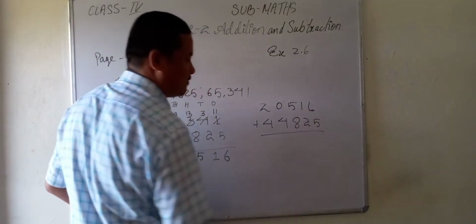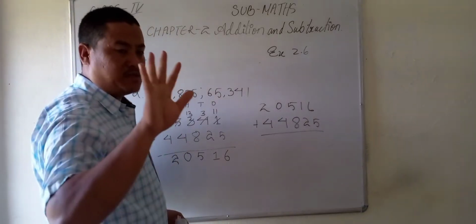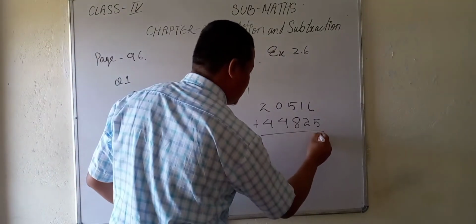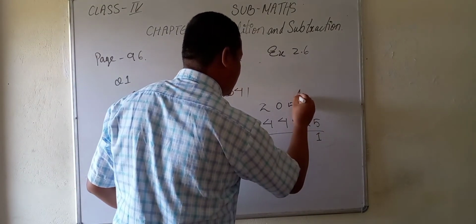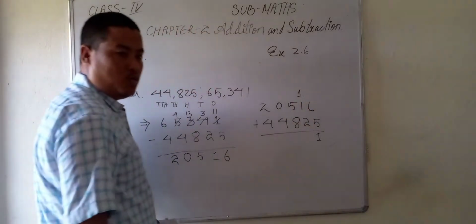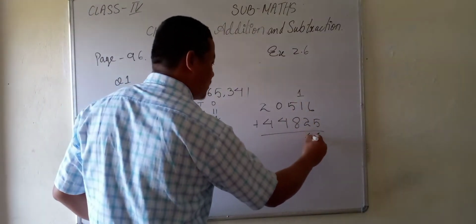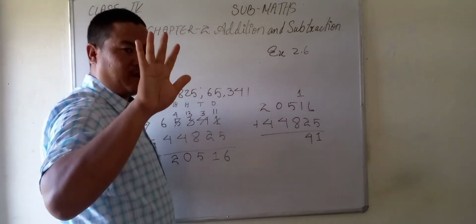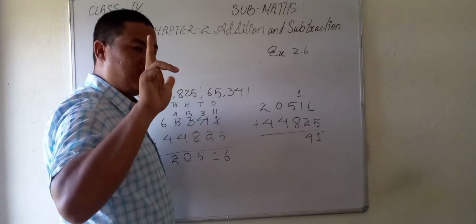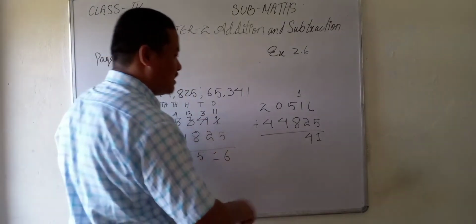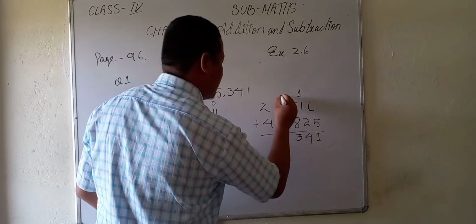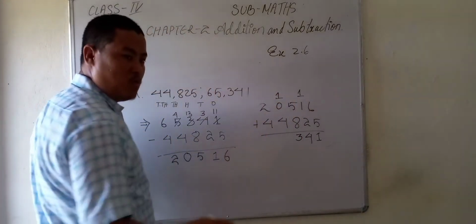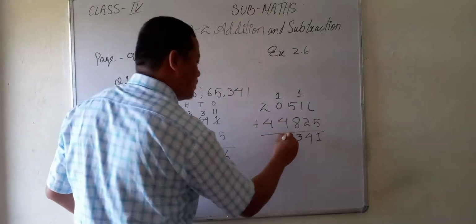6 plus 5. After 6 you count 5 times: 6, 7, 8, 9, 10, 11. So we write here 1 and 1 will remain here. 1 plus 1, 2, 2 plus 2, 4. 8 plus 5. After 8 you count 5 times: 8, 9, 10, 11, 12, 13. 13, we write here 3 and 1 will be carried. So 1 plus 0, 1. 1 plus 4, 5.